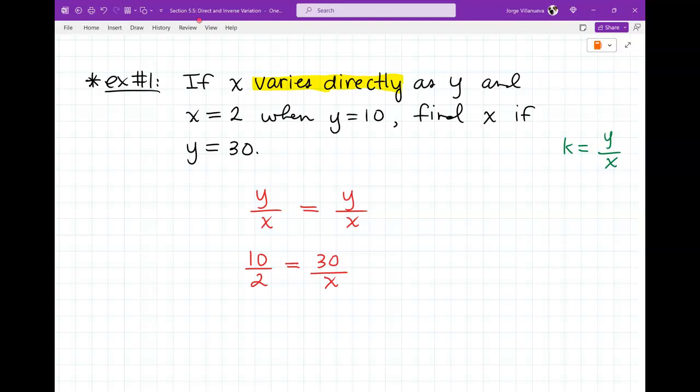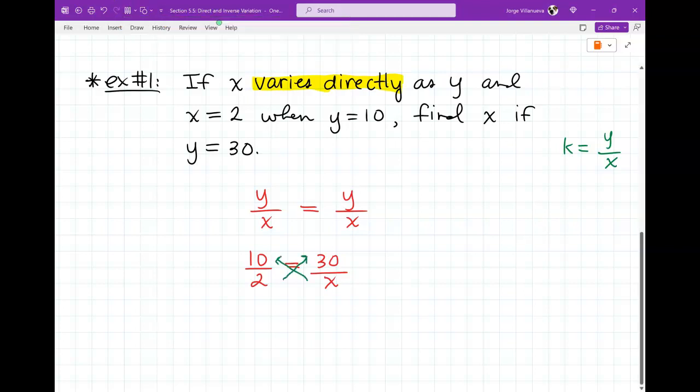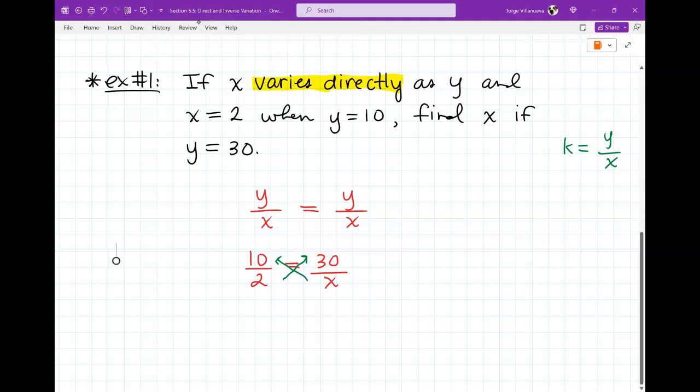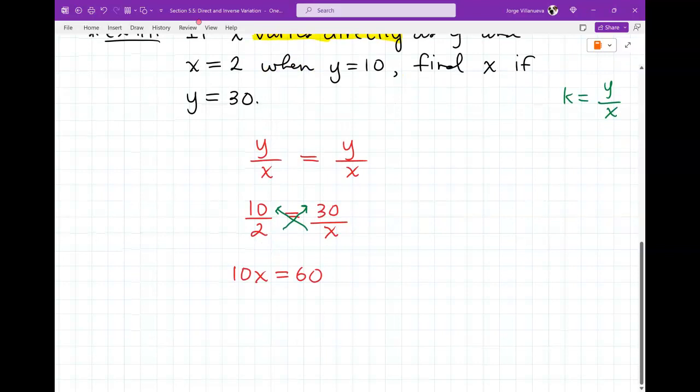Now, proportions is something you guys have done since Algebra 1. All you do is you cross multiply. Now, you might want to reduce 10 over 2. It's up to you. You don't have to. I would recommend reducing it, but if you don't want to, let's just show what it looks like if you don't. So 10 times x is 10x, and 2 times 30, that's 60. If I divide both sides by 10, what do I get? 6. And that's my answer.